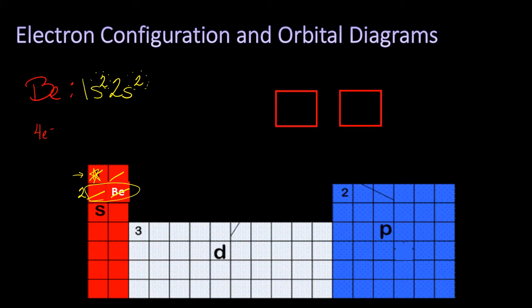You try the box diagram. Go ahead and pause it up. 1s, 2s. There's 2 electrons for the 1s, so 1 up, 1 down. There's 2 electrons, 1 up, 1 down. We're done.